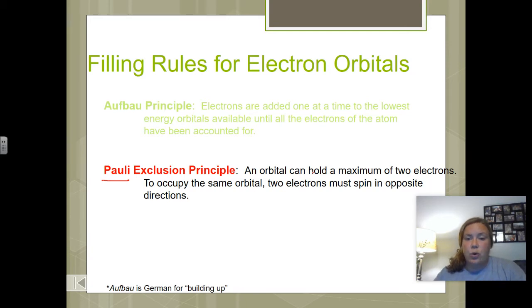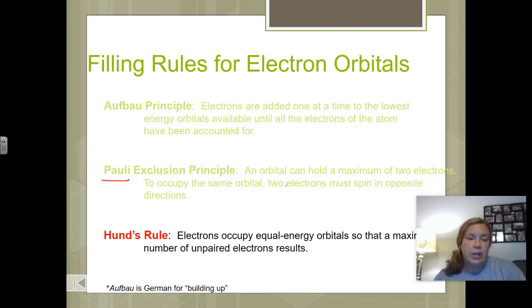What this says is an orbital can hold a maximum of 2 electrons. But in order to occupy the same orbital, 2 electrons must spin in opposite directions. So oftentimes when we write anything with the Pauli exclusion principle, we'll write arrows or half arrows going up and down to indicate that there are, in fact, 2 electrons in that particular orbital. However, they're going to spin in opposite directions because, remember, like charges repel and opposites attract.